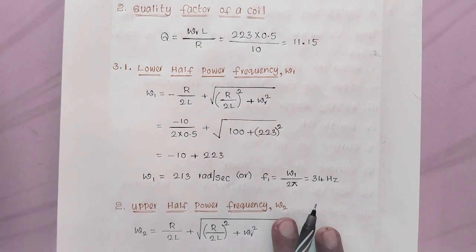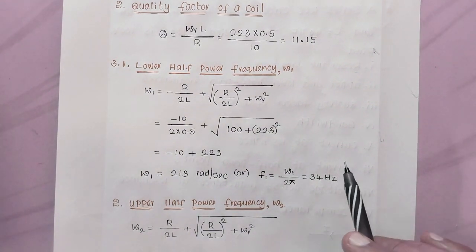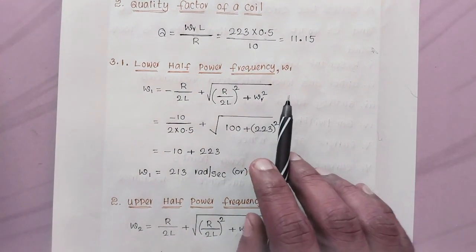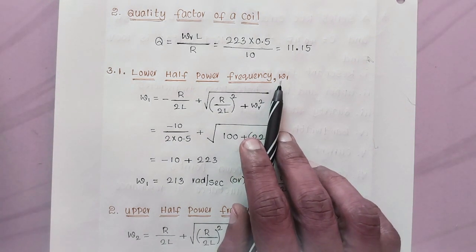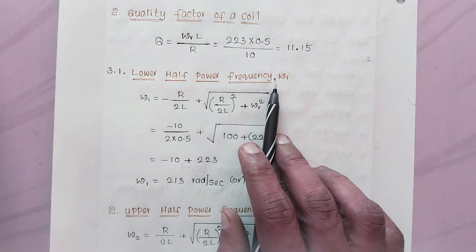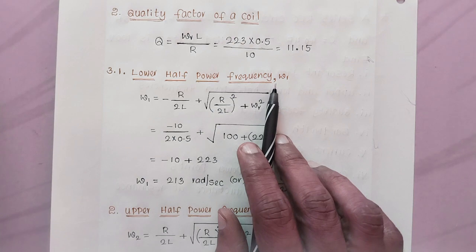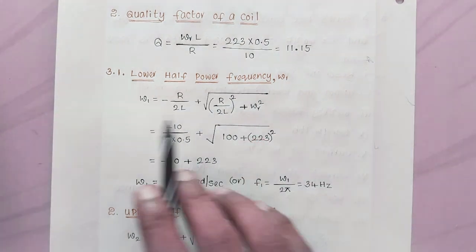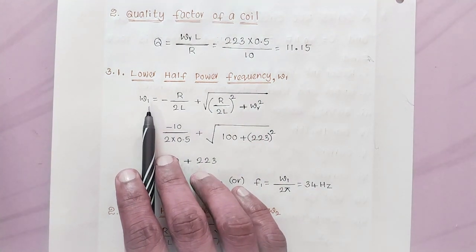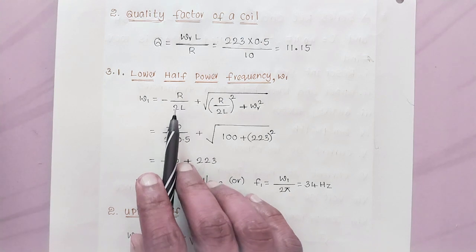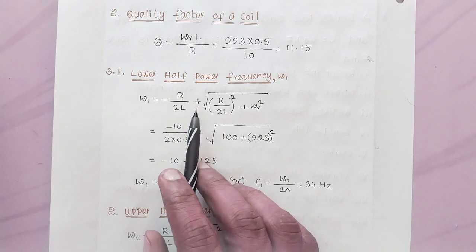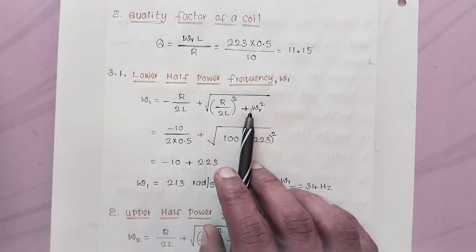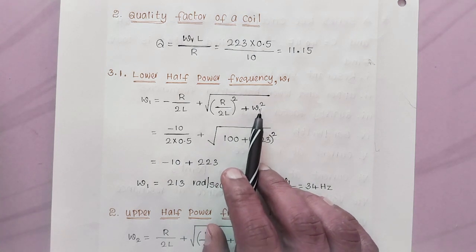Next, to find the lower half power frequency in radians per second, we indicate the lower half power frequency with omega 1. The formula to find omega 1 is minus R by 2L plus root of (R by 2L) whole square plus omega r square.